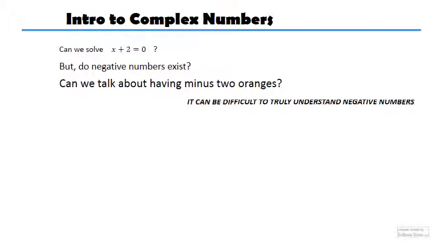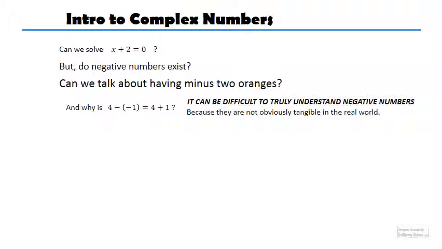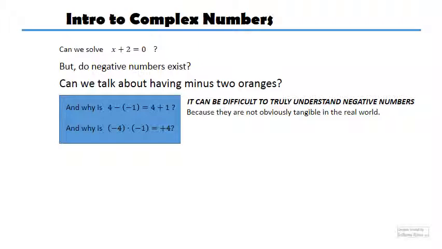And not only that, but why is 4 minus -1 equal to 4 plus 1? And why is -4 times -1 equal to plus 4? I mean, how does it work? Where does this all come from? You take it for granted, sure. You're used to it, and it is because it is, but really, why? It's an interesting question, and we can talk about it.